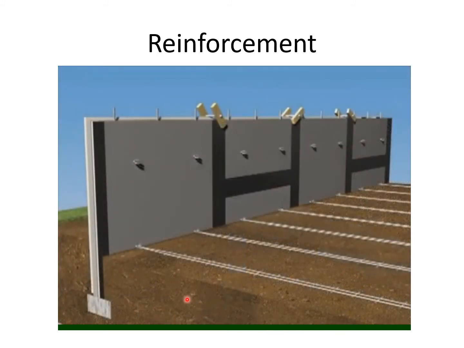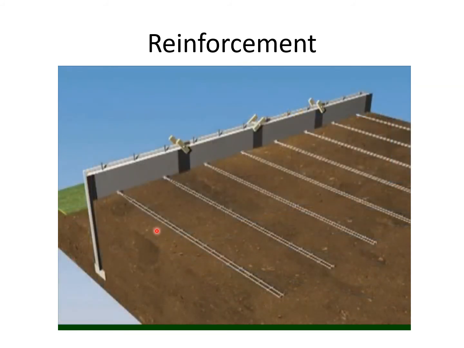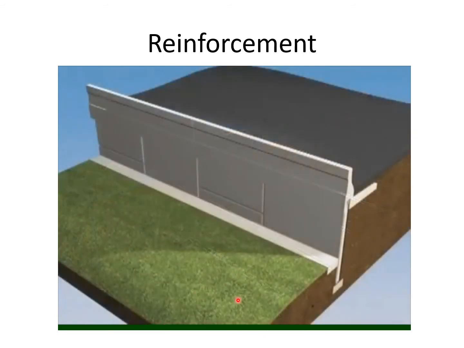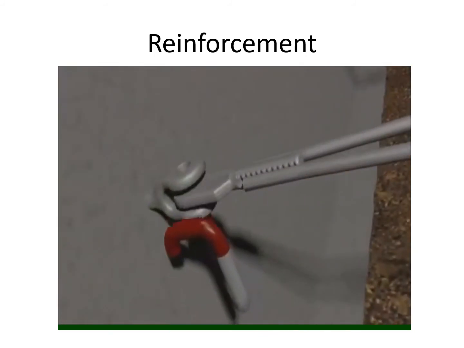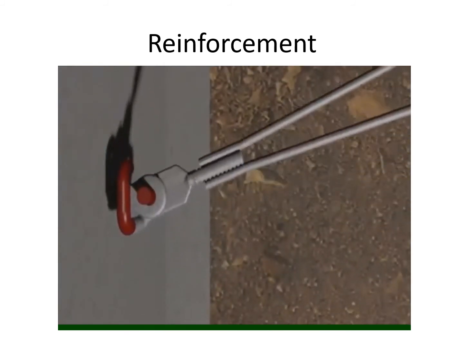So initially there is earth fill here. Over that the reinforcement is there. Again over the reinforcement earth fill will be there. Again reinforcement, again earth fill. Like that it will be there. So this is the reinforcement. Okay.